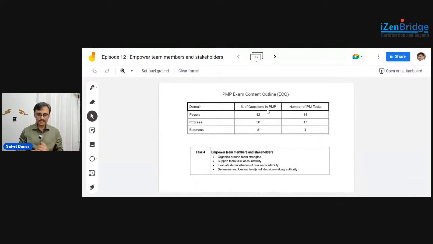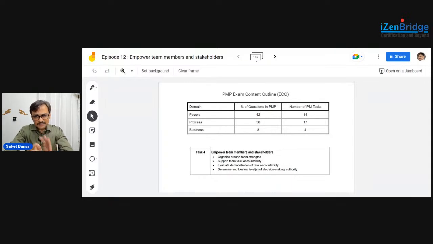So as usual, reminding again that we need to focus more on the exam content outline now, rather than focusing on PMBOK, any version of PMBOK 6, 7, whatever. We should focus on the ECO more. And in the exam content outline, we have 14 tasks related to the people domain. And today we are focusing on task number 4, empower team members and stakeholders.